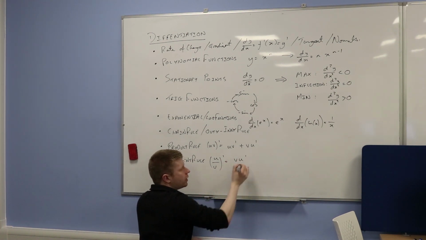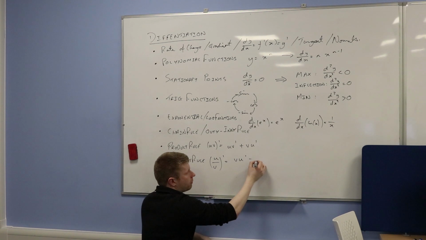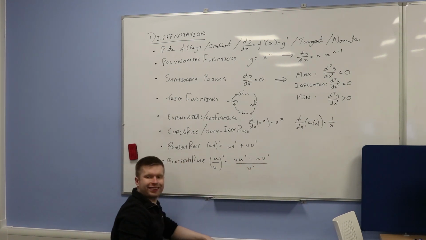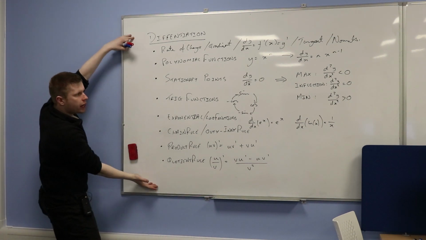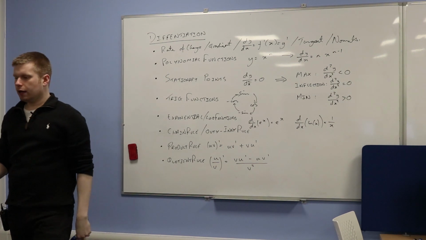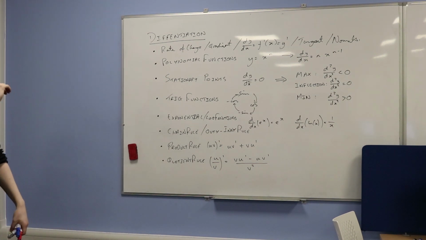Yep. u dash v minus u v dash over v squared. Good. Okay. Excellent. We happy with that? Okay. So this is kind of a summary of everything that we looked at in differentiation.